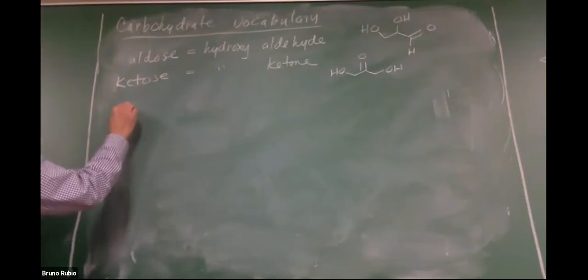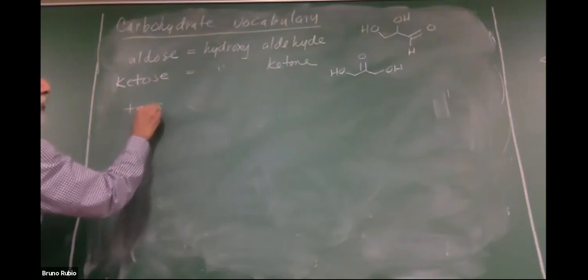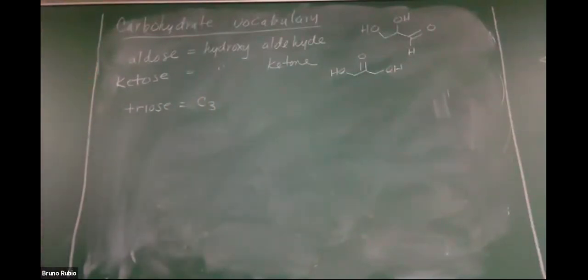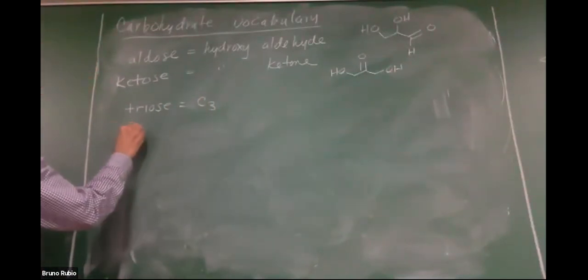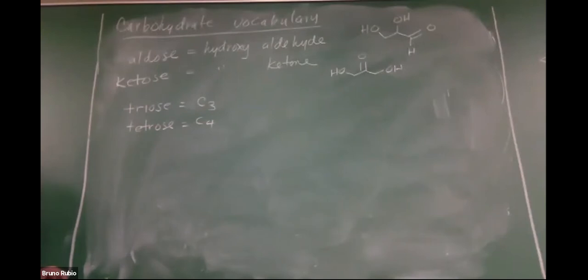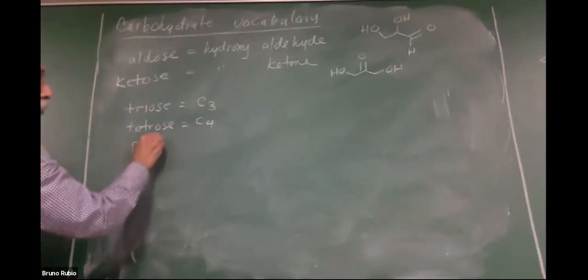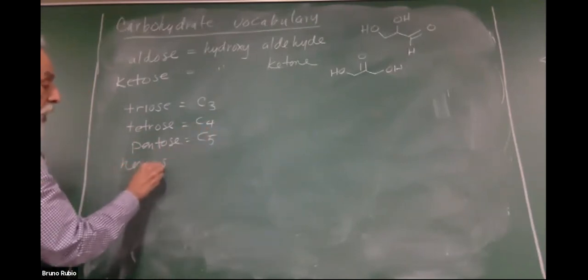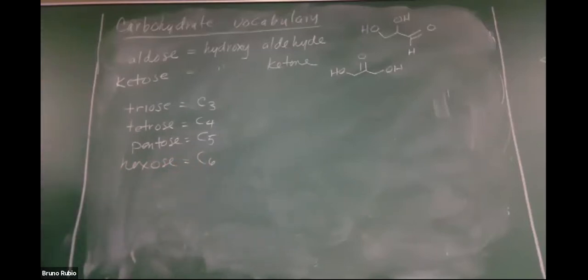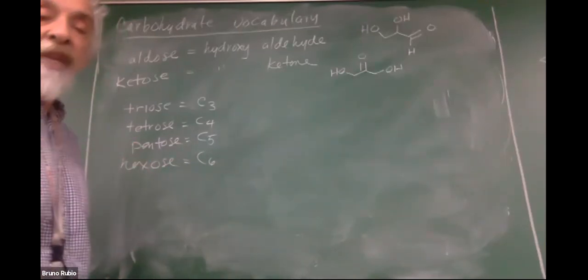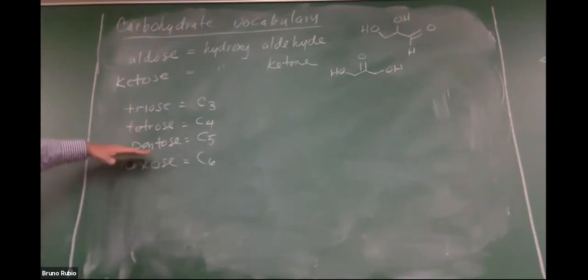And so we have a triose. This means there are 3 carbons in the carbohydrate. And a tetrose, 4 carbons in the carbohydrate. A pentose, 5 carbons in the carbohydrate. A hexose, 6 carbons in the carbohydrate, and so on and so forth. We can also talk about heptose and octose and all of that other stuff, but that's kind of a very rare kind of thing. So let's just stop here at the hexose.